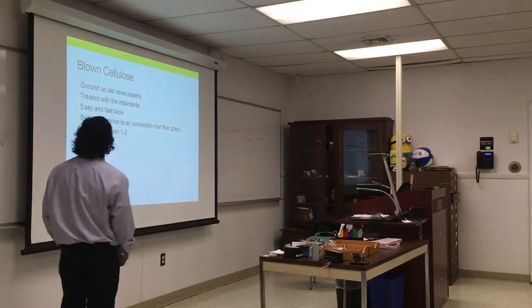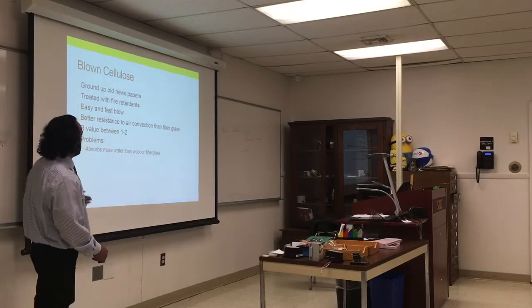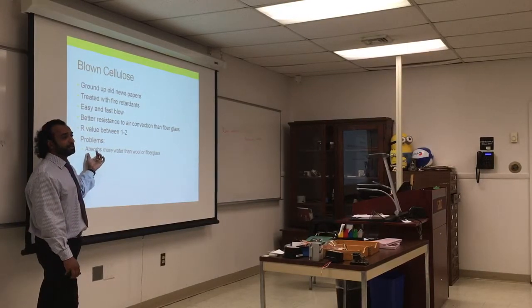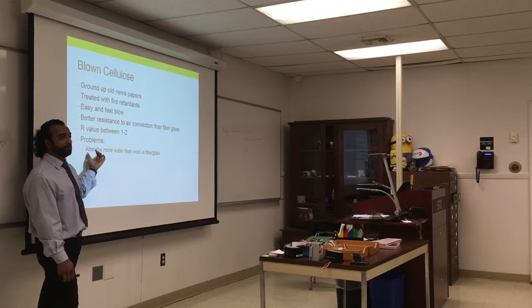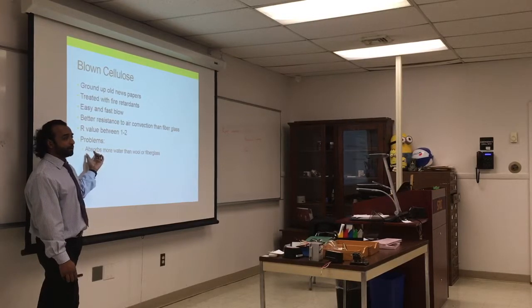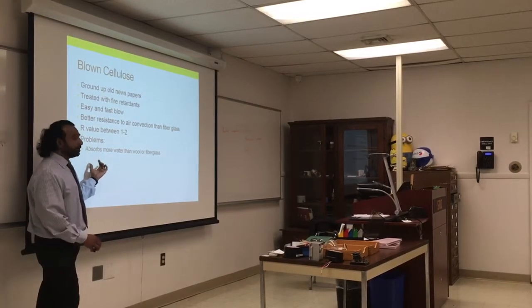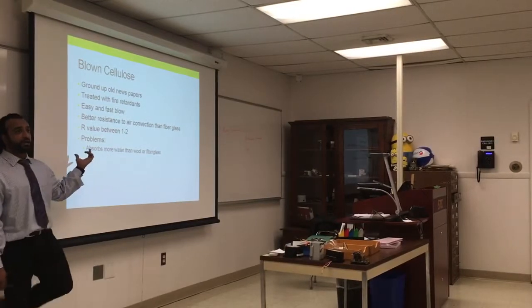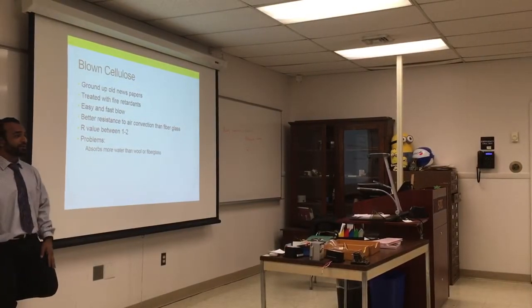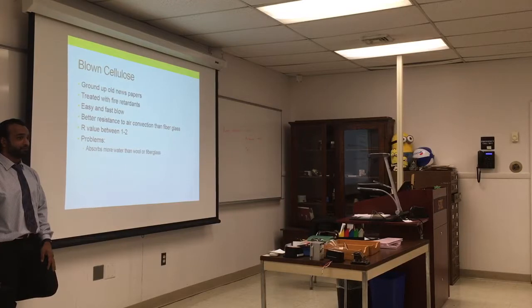Some problems with blown insulation. It absorbs more water than wall fiberglass. It's very highly absorbent. It will trap a lot of water inside. So would you think that's a suitable option to have in a house by the water, with a lot of rain?